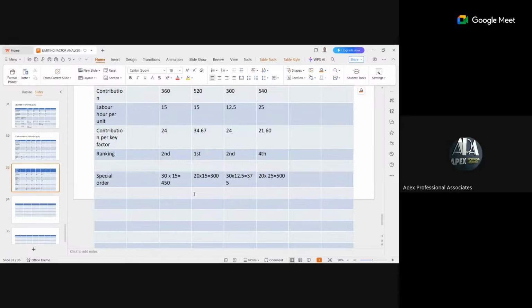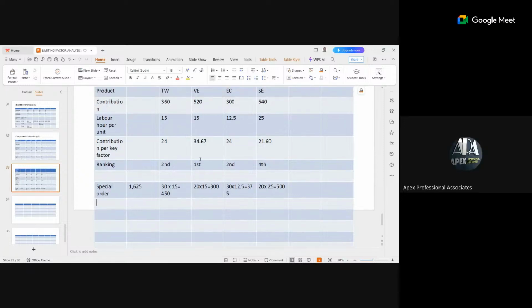So let's add 450 plus 300, and so on. 1,625. So the total hours we use for the special order is 1,625. So which is ranking first now?